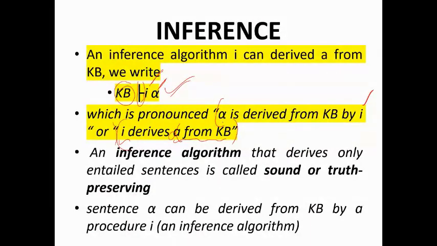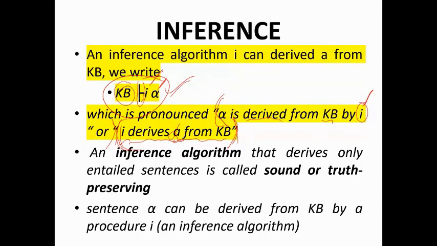So here, we have this mathematical representation, which is pronounced this way: alpha sentence is derived from KB. A sentence is derived from knowledge base by inference, as I told you just now. In the same way, we can say in other words, inference derives idea or sentence from KB. This one and this one are exactly the same thing. Okay, let's move to the next one.